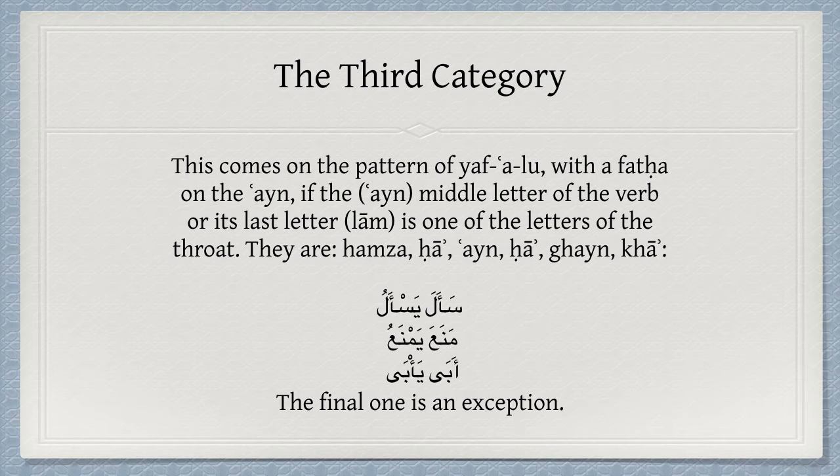Now with category 3, there's an additional condition, which is that the middle or the last letter must be one of the letters of the throat. So if you study tajweed, you know that there are 6 letters which are generated in the throat. They start with the voice box and then they rise. So what are these letters? The first one is the hamza.